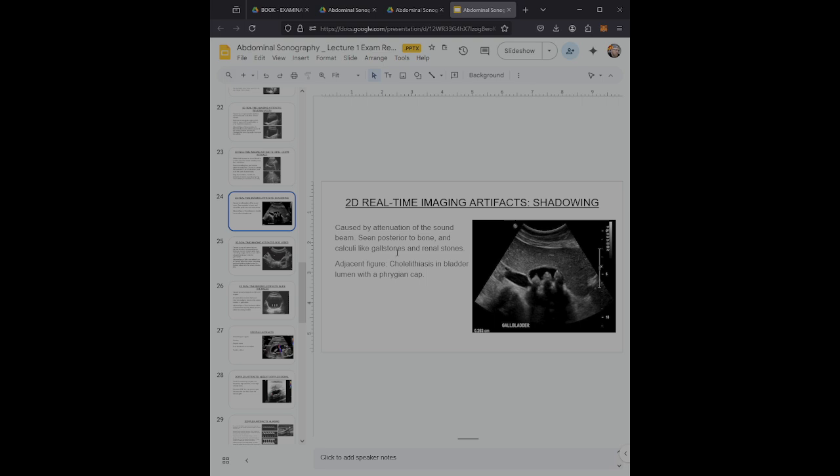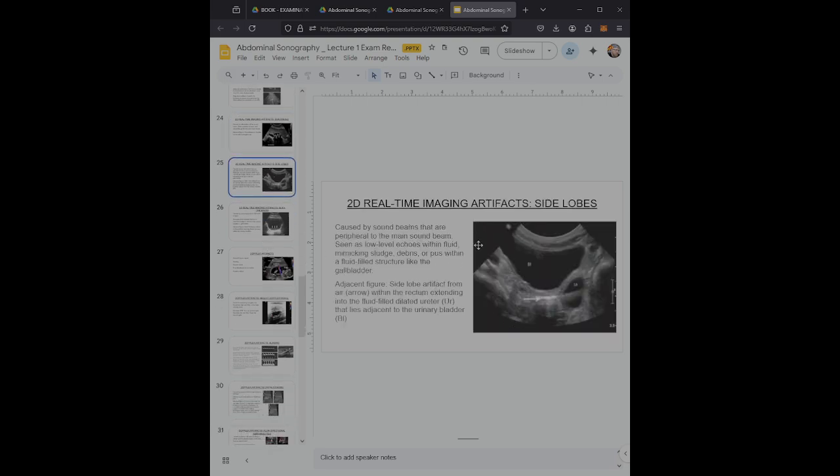Shadowing. Shadowing is caused by attenuation of the sound beam, and it's seen posterior to bone and calculi like gallstones, and also renal stones. So we have cholelithiasis in the gallbladder over here, and there's a Phrygian cap in this gallbladder, and there's some shadowing posterior to these stones.